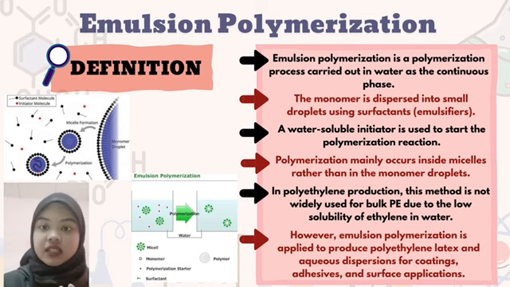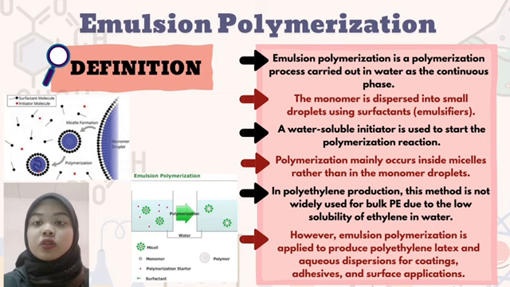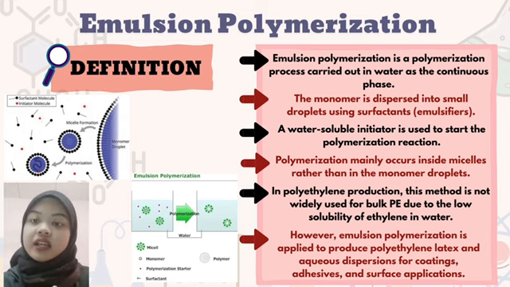In this method, the monomer is dispersed into small droplets with the help of surfactants or emulsifiers. A water-soluble initiator is used to start the polymerization reaction. Most of the polymerization occurs inside micelles rather than in the monomer droplets.